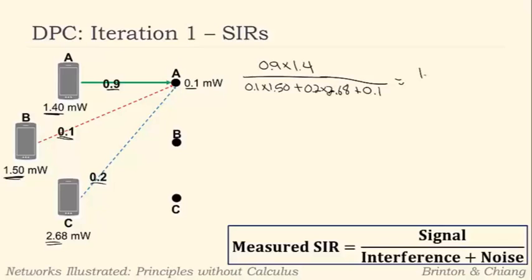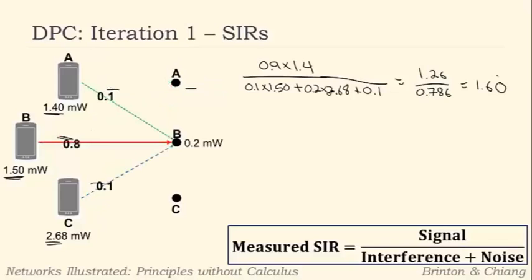And I'm not going to write the milliwatts out because we saw before how they cancel out. So then we do this, we're going to get 1.26 divided by 0.786, which is going to give us 1.60. So now we can move on to B.